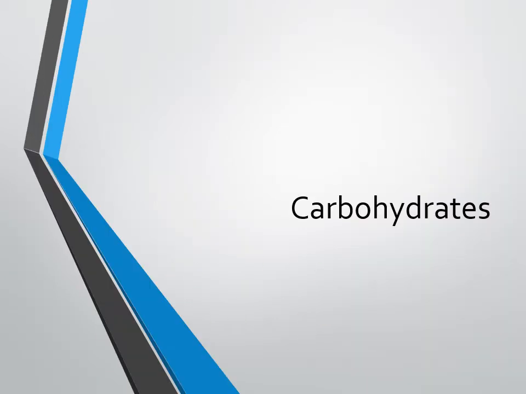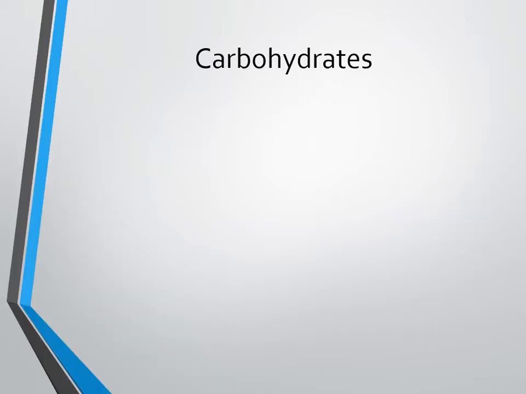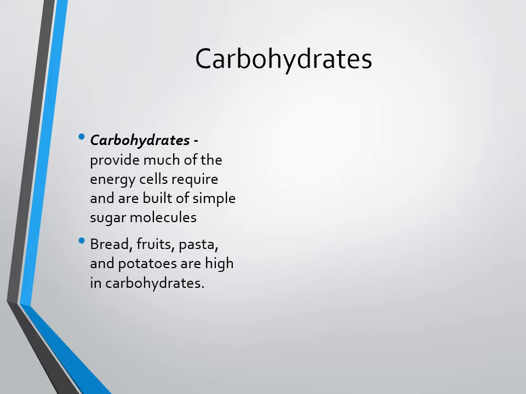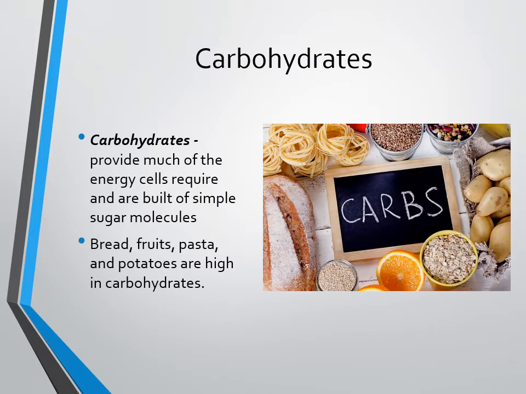So going in strong with the first one is carbohydrates. They provide much of the energy that cells require, and they're built of simple sugar molecules. So your bread, pasta, fruits, potatoes, they are all high in carbohydrates. So it's not just a normal thing that you think of with like breads and pasta. Fruits and root vegetables have a lot of sugar in them, and so they are full of carbs.